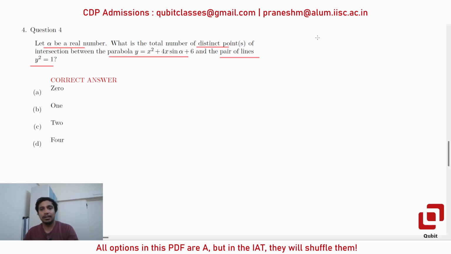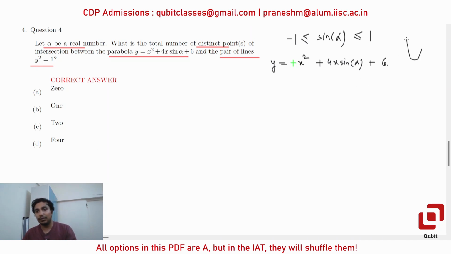One among them is the fact that because alpha is a real number, sine alpha always lies between -1 and +1. Okay. Secondly, the first term in this parabola is x squared. Now whenever the coefficient of x squared is positive, we know that the parabola is like u in this direction. Had it been negative, it would have been like this. Okay, fine.